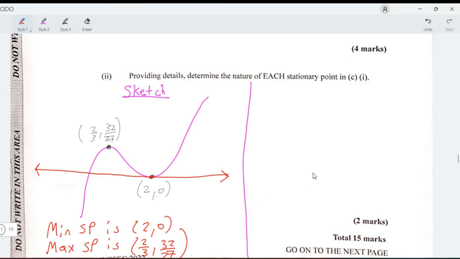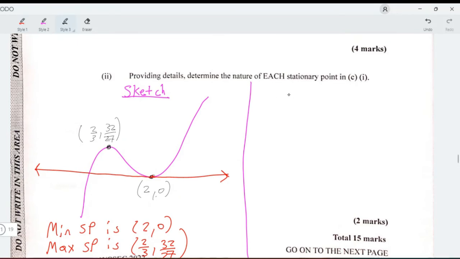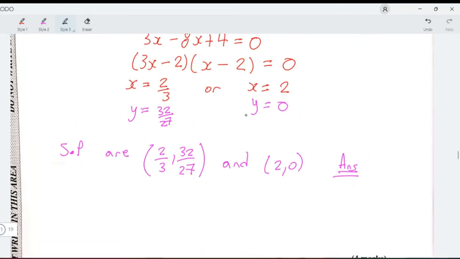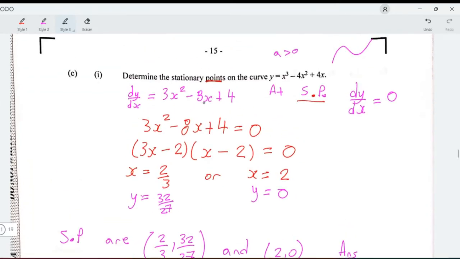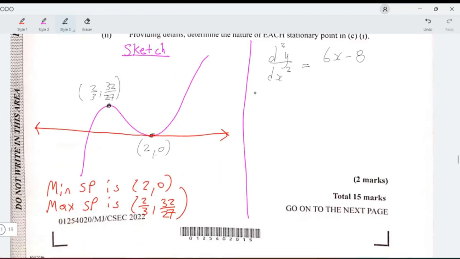Now let's say you didn't know to do the sketch. You could have also calculated the second derivative test. Now the second derivative test, d2y by dx squared. First thing we have to find, that would be 6x minus 8. Then now we're going to put in when x is 2.